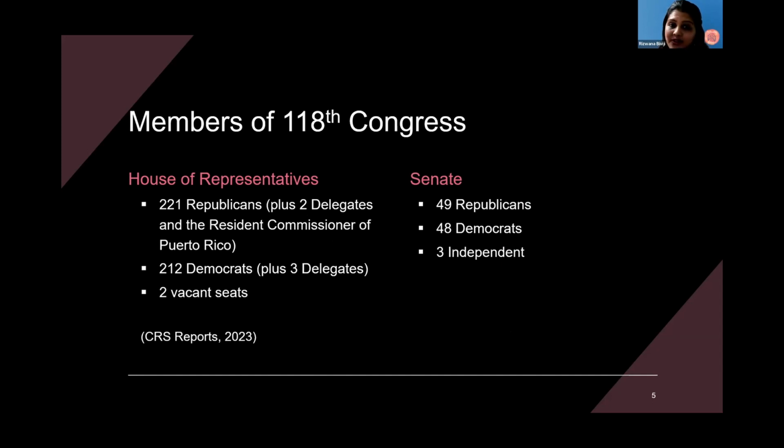And divided Congress plus small majority means interesting times at Congress, especially for those who are active in the federal advocacy space. On the Senate side, we have 49 Republicans, 48 Democrats, and 3 independents who essentially caucus in favor of the Democrats, which means they vote in favor of the Dems. So this kind of makes it a 51 to 49 ratio.